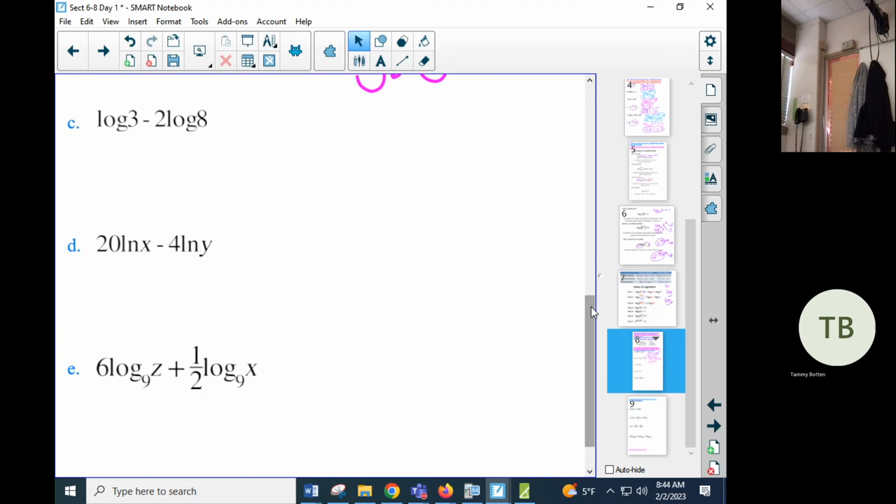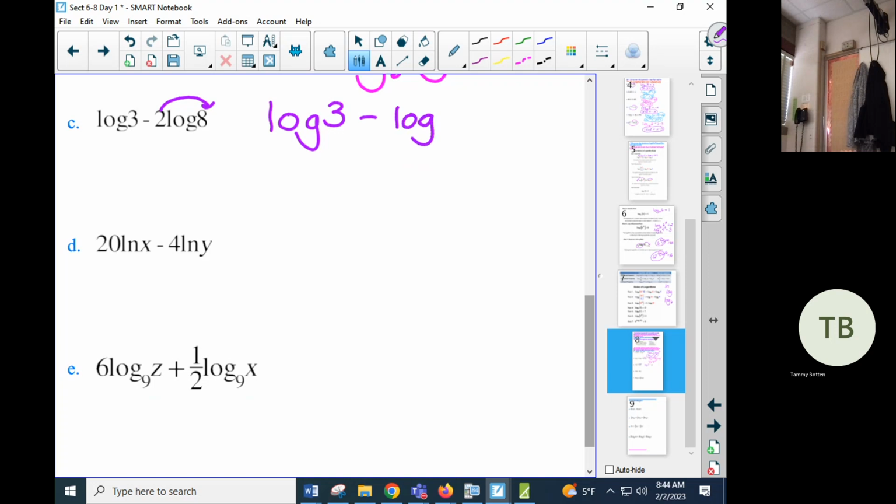So this one, this I can keep as is, but this I want to write as a power. So it's log of 3 minus, when I bring that 2 up, it would be log of 8 squared. Now, if I wanted to, I could square that 8 squared first, so this is log of 3 minus log of 8 squared, which is 64.